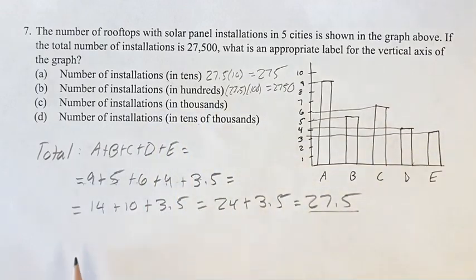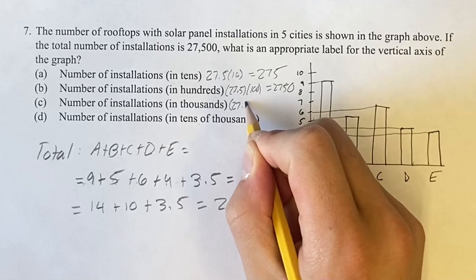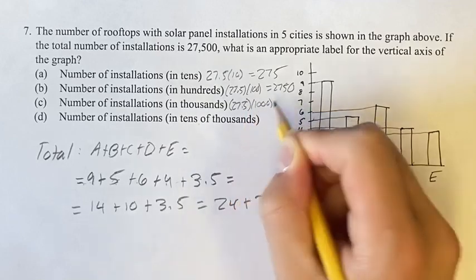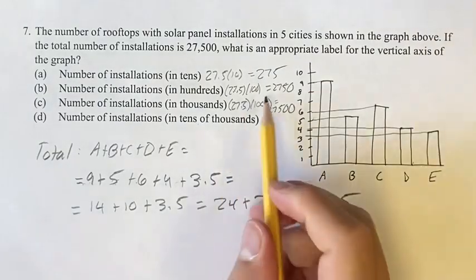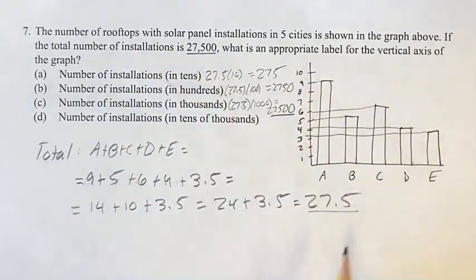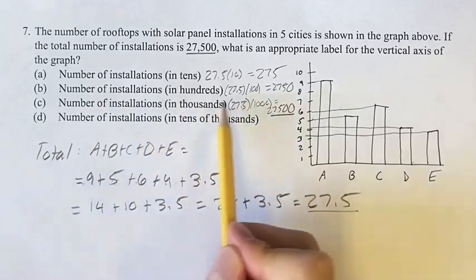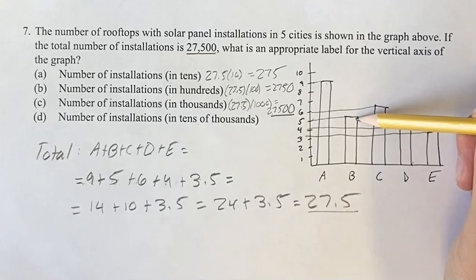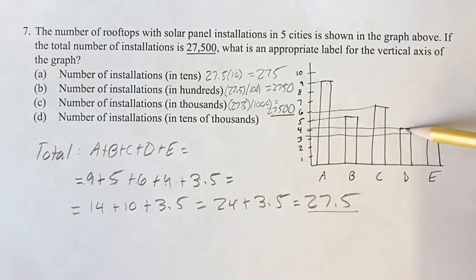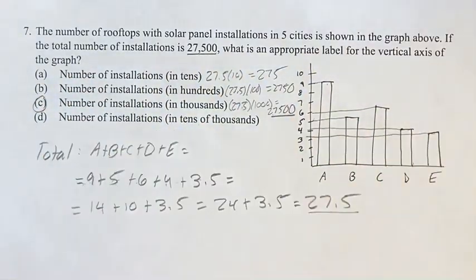If it was measured in thousands, again, these would all be 9,000, 5,000, and so on. We'd have 27.5 times 1,000, and that would come out to 27,500. And this number is what we're told is the actual number. So that means the number of installations is measured in the thousands here. So this is 9,000 plus 5,000 plus 6,000 plus 4,000 plus 3,500. And so C is going to be your final answer.